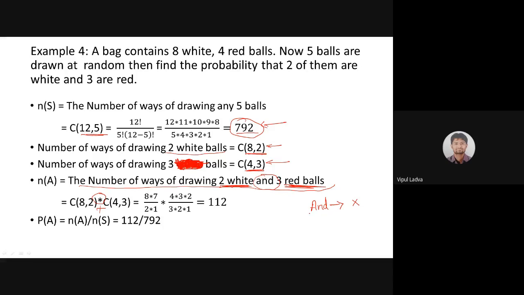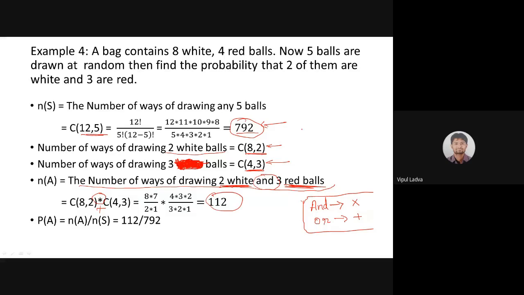This message is for all of you. When we are using the word "and", we need to multiply, and if I'm using the word "or", I need to go for addition. Keep this in your mind. This was important from this particular question. If I'm selecting 2 white balls and 3 red balls, both the events are independent. I need to multiply both, 8C2 and 4C3. That will lead me to the favorable cases.